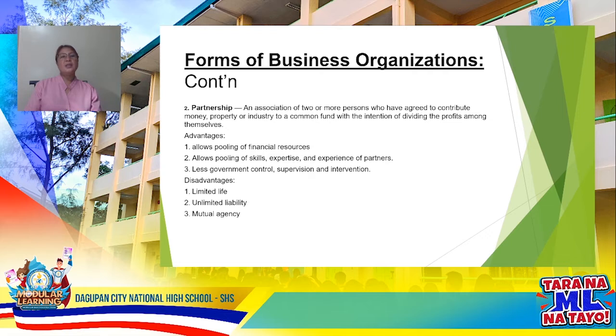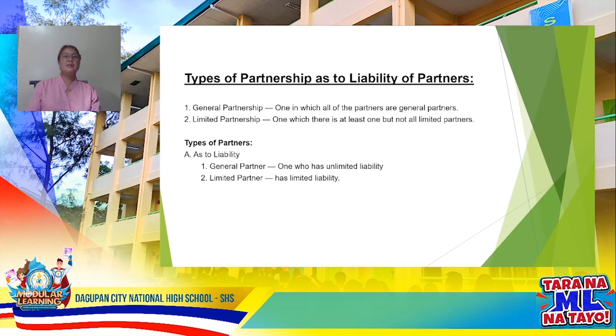It allows pooling of financial resources. It allows pooling of skills, expertise, and experience of partners. And last is the less government control, supervision, and intervention. While the disadvantages are the limited life, unlimited liability, and mutual agency. There are types of partnerships as to liability of partners: the general partnership and the limited partnership.